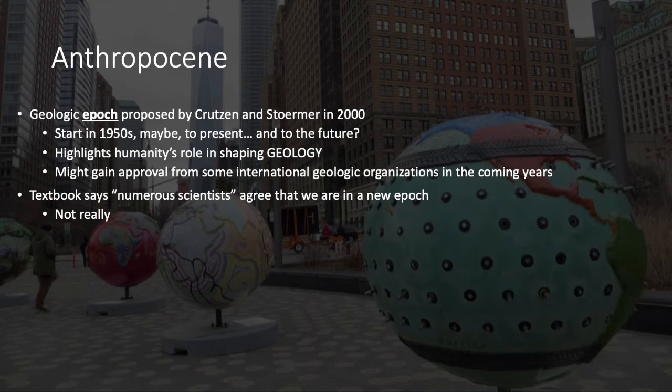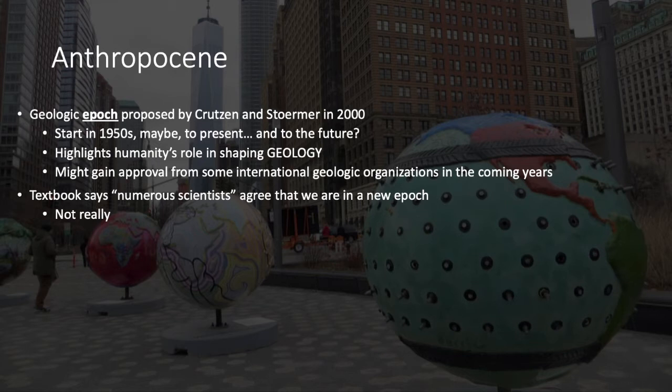So what is this new epoch called? Well, it's called the Anthropocene. And it starts in the 1950s, maybe. Some people say it actually starts earlier, as early as the Industrial Revolution, or even going back earlier to when humans just started to move into North America.